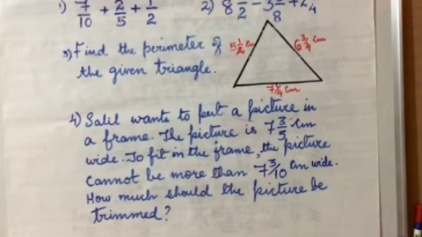The next problem is, Salil wants to put a picture in the frame. The picture is 3 by 5 centimeters wide. But to fit in the frame, the picture cannot be more than 3 by 10 centimeter. Okay, how much should the picture be trimmed? This is a subtraction problem, as you all have understood. So what you have to do is apply the same steps, LCM and then converting into improper, finding LCM and then subtracting. Please write the statements also.